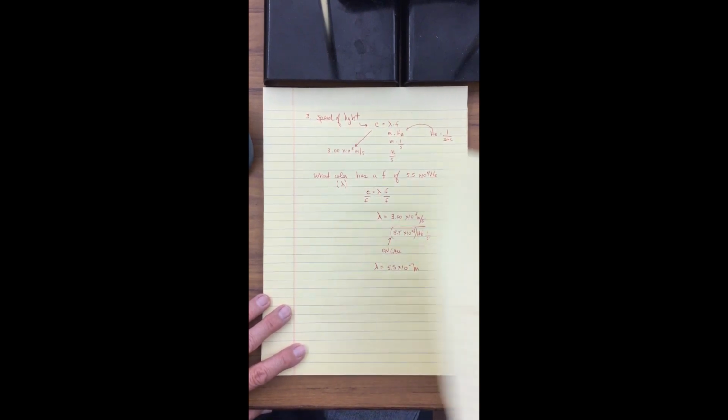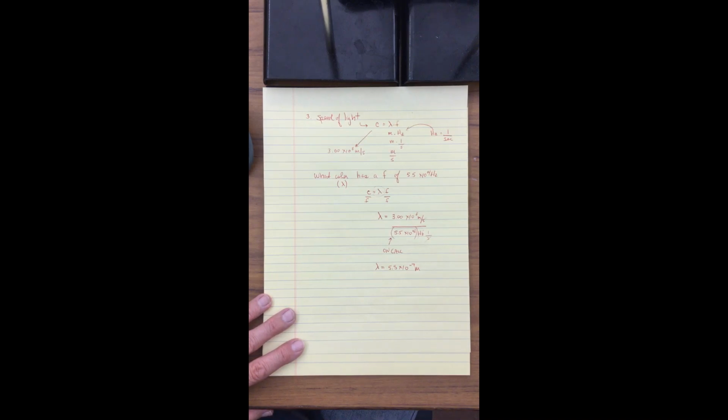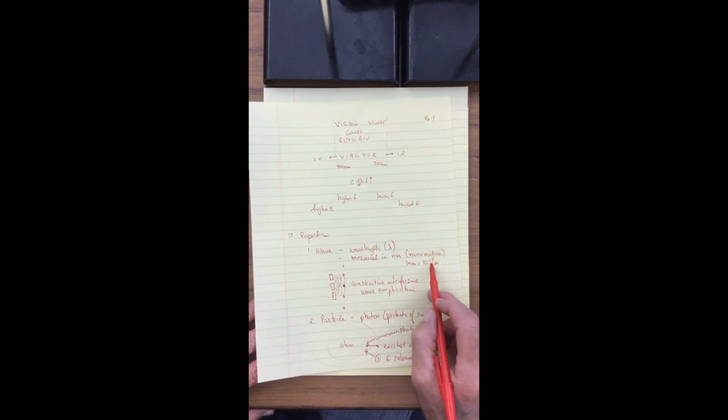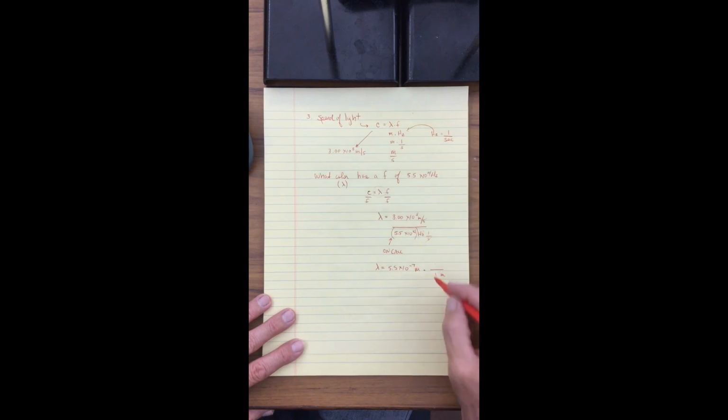But this does not fit within our 400 to 700 nanometers. So remember we talked about what a nanometer is equal to. 1 nanometer is equal to 10 to the minus 9 meters. So I want to cancel my meters and convert to nanometers. So 1 meter is equal to, there's 2 ways of looking at this. 1 nanometer is 10 to the minus 9 meters, or you can also say 1 meter is equal to 10 to the 9th nanometers.